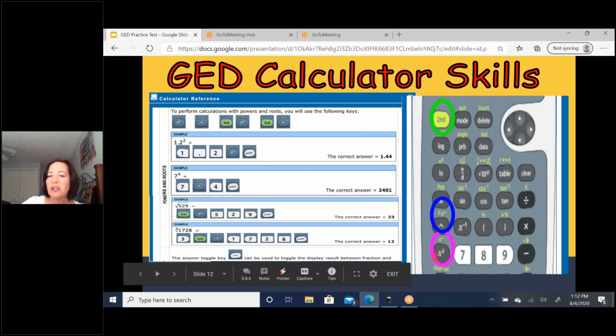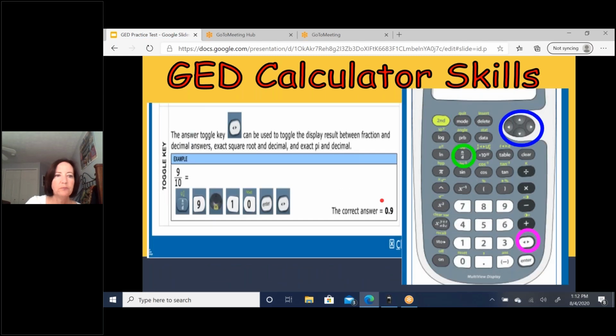The second function of x squared is the square root. And then the second function of the exponent button is roots beyond square roots, like cube roots or the fourth root, anything like that.